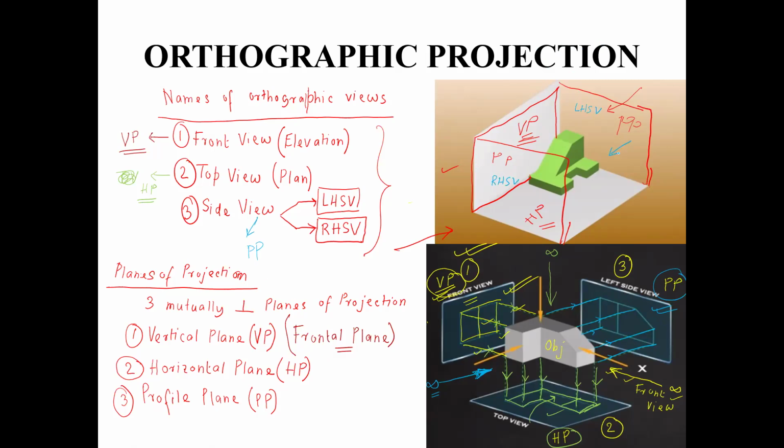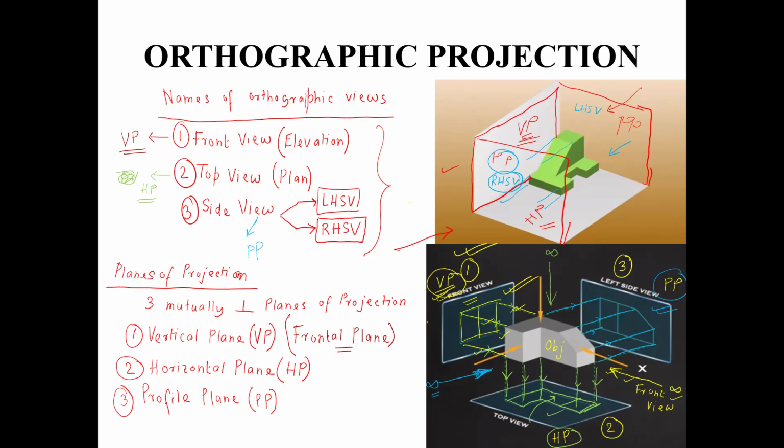So if you look at the object from this direction, then the projectors will be like this. And this group of parallel projectors will hit this profile plane at an angle of 90 degrees, which is why the right hand side view of the object will be captured on this profile plane.